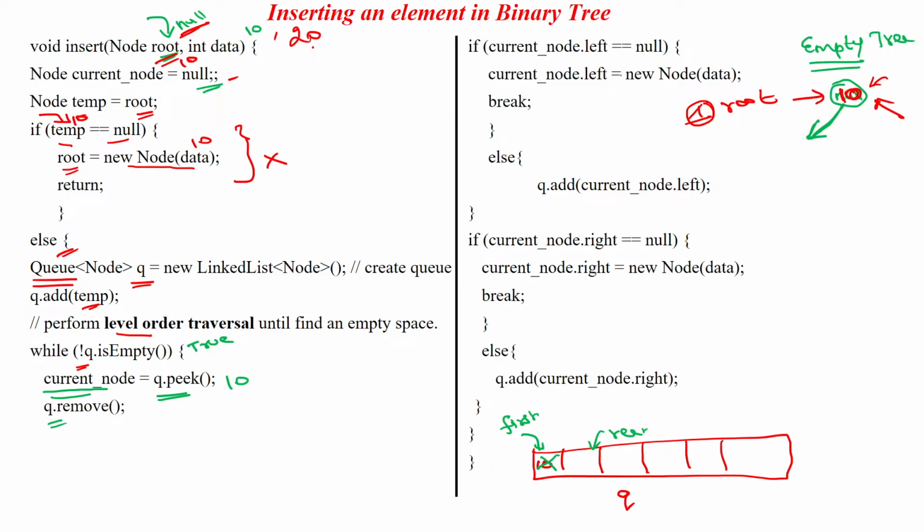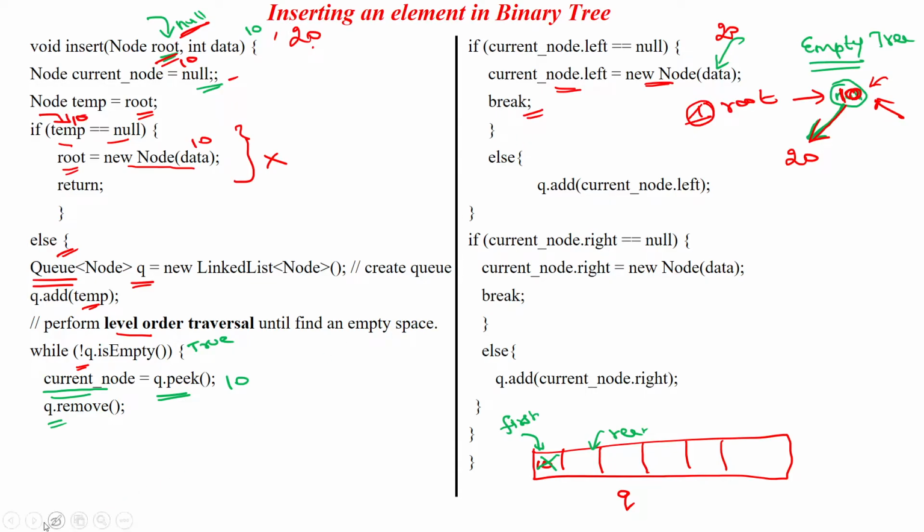If it is null, we are assigning the new data value. The new data value is now 20. So the 20 is assigned to one new node, right? That is assigned as current_node.left. What is the current node? The current node is the 10. So for the 10, the left node will be 20. After that we are breaking this execution. So this method is now executed.